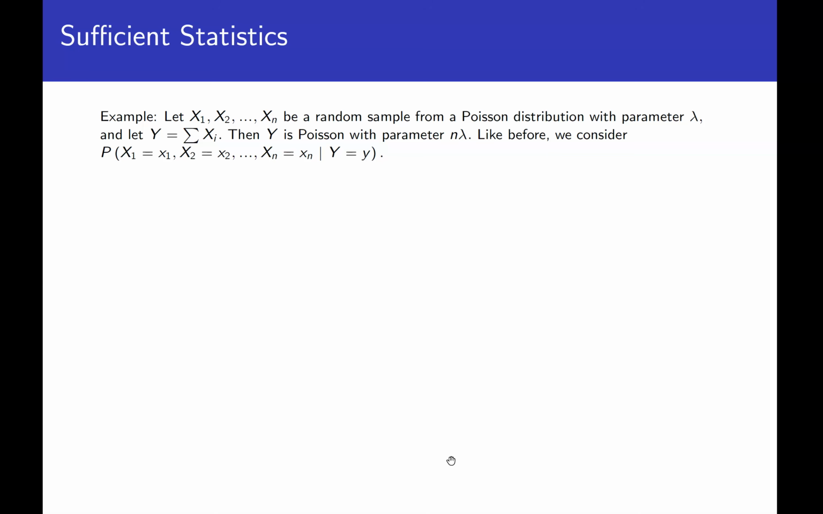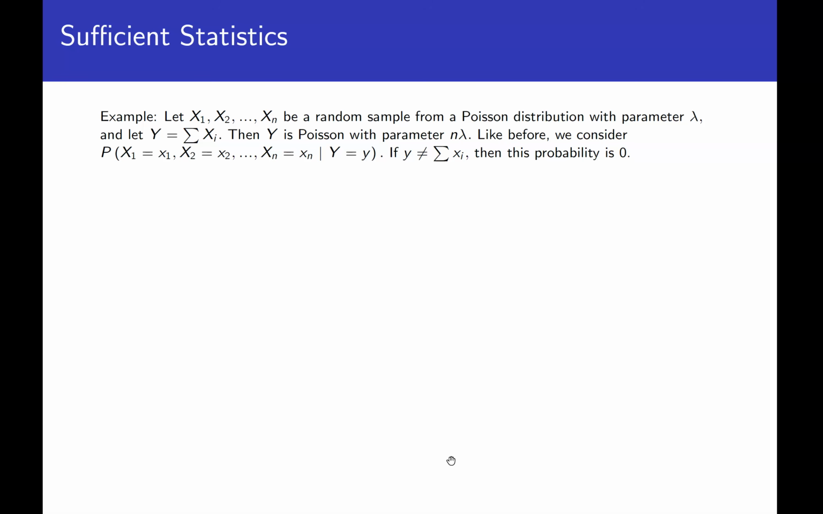So let's do a random sample from a Poisson distribution. We know that we typically use the lambda parameter to denote the Poisson mean, if you will. And let's let y be the sum of the x of i's again. Well, then we have another Poisson distribution. Y is definitely a Poisson distribution with the parameter n times lambda.